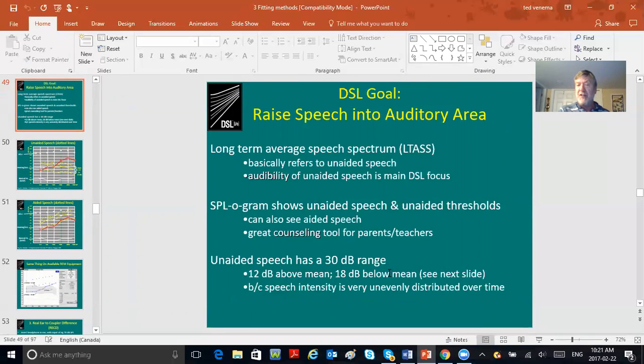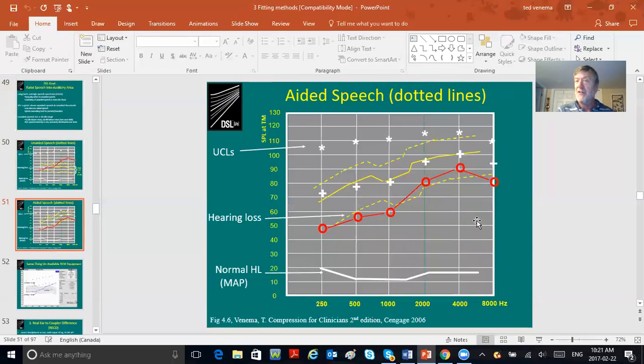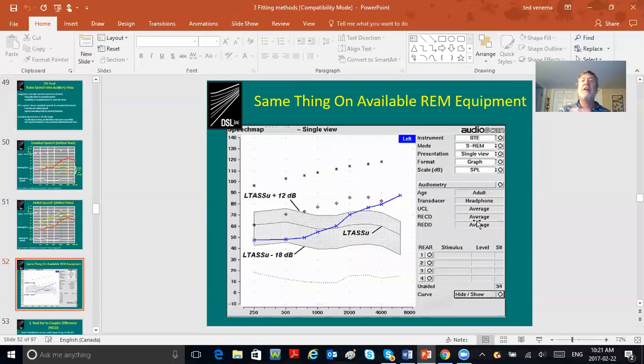We talked about unaided speech having that 30 dB dynamic range, 12 dB above, 18 dB below. Speech intensity is very unevenly distributed over time, but nonetheless, we're looking at placing the long-term average speech spectrum, whatever that is, the fact that it fluctuates, who cares? You can see its range, though. See the top? See the bottom? It's 30 dB deep, and the mean is situated not quite in the center, 12 dB below the top, 18 dB above the bottom. There it sits. Your object with DSL is to raise this to the DSL targets. That's the essence. Same thing is now available on most real ear measurement equipment.